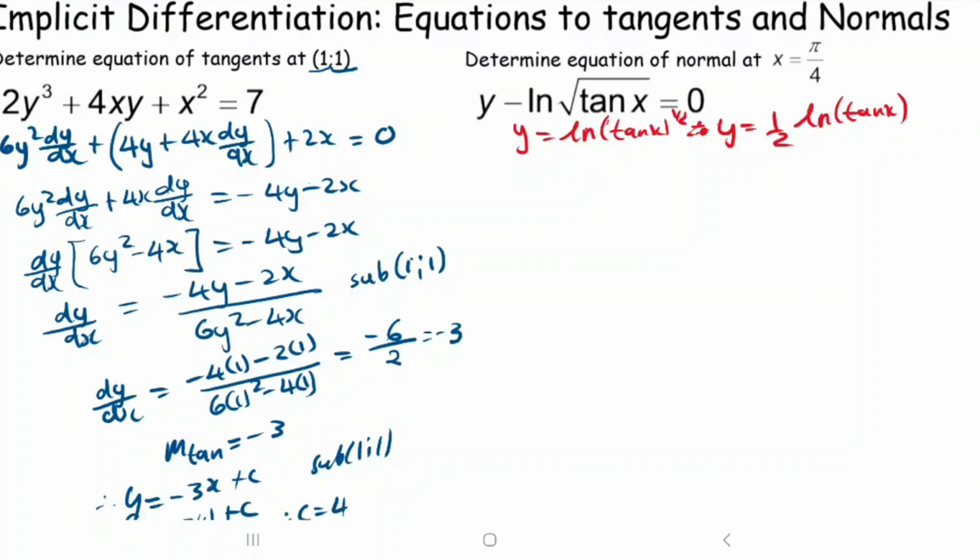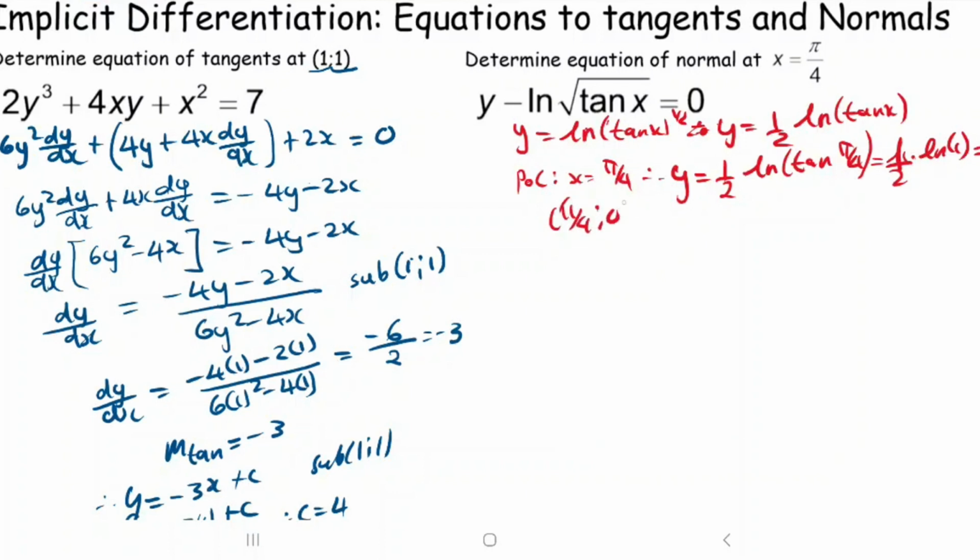So that is the expression that we have. The first thing we want to do is work out our point of contact, when x equals pi over 4. This means that y equals a half of the ln of tan of pi over 4. So this is half times ln of 1, but ln of 1 is 0, and 0 multiplied by half gives us 0. So the coordinate of our point of contact is (pi over 4, 0).